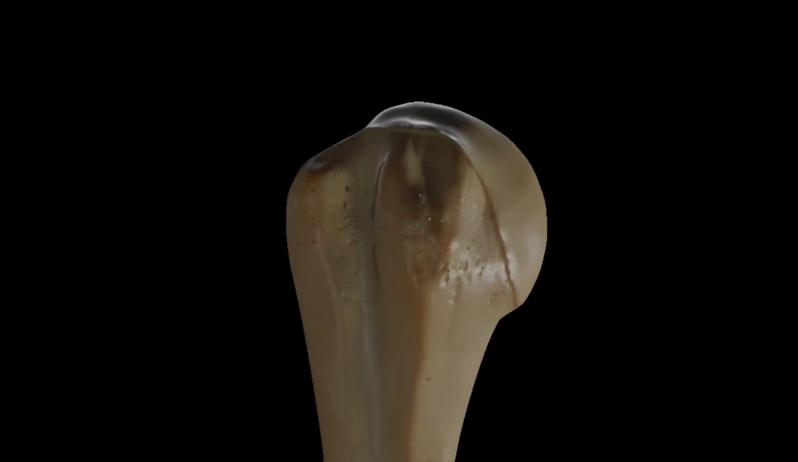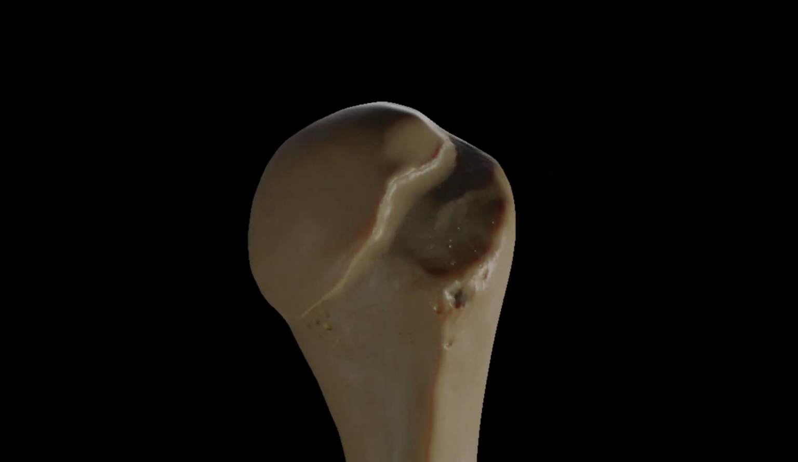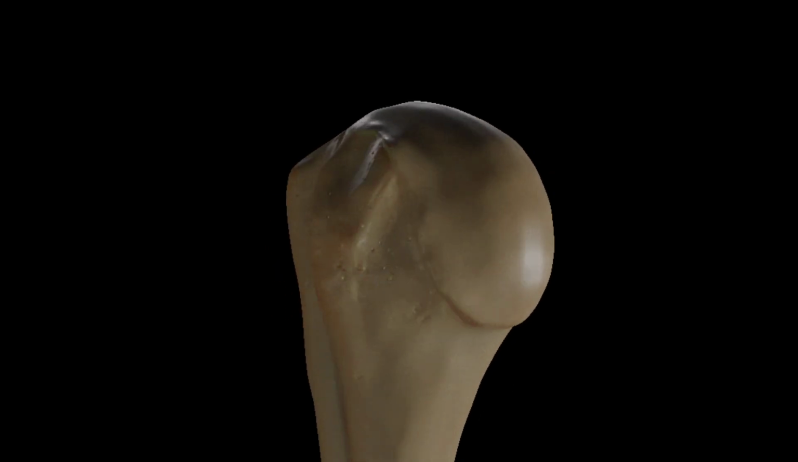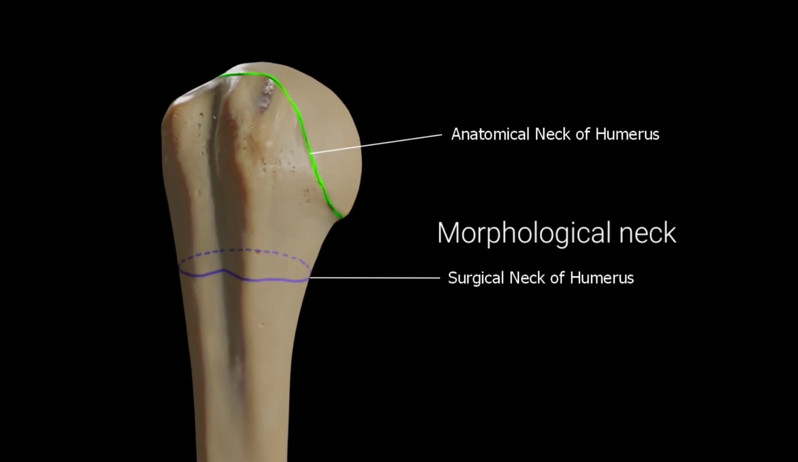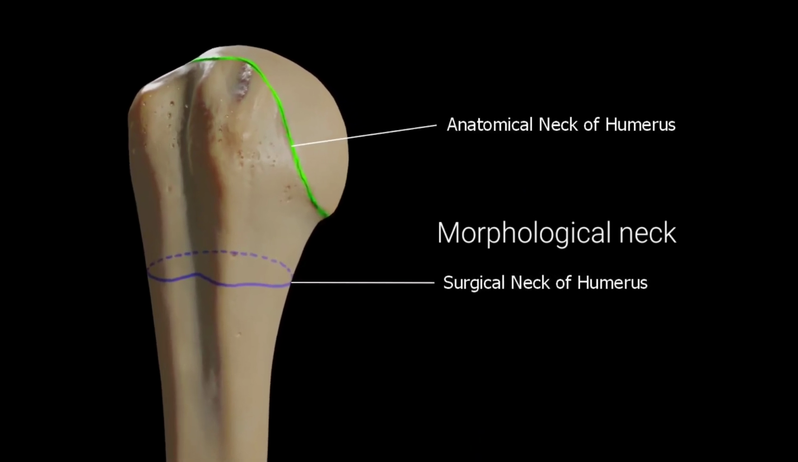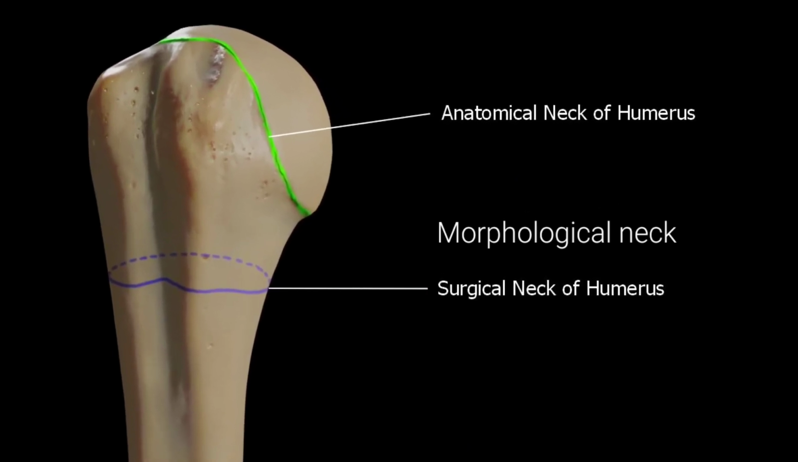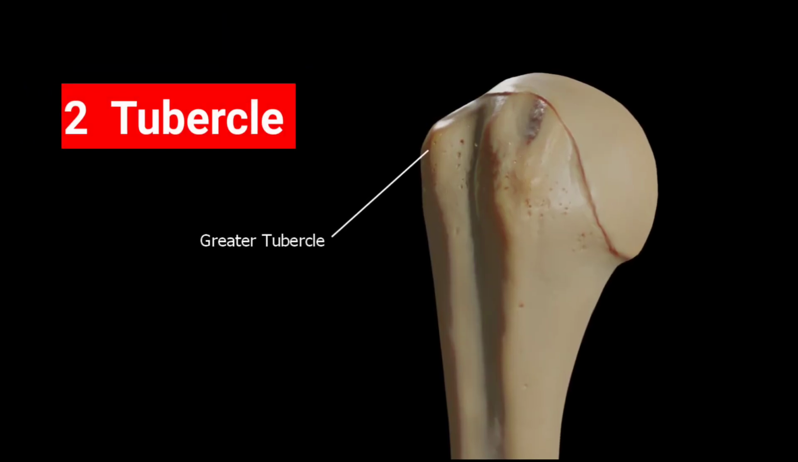This is head of humerus. Head of humerus articulates with the glenoid cavity of scapula and forms shoulder joint. This is neck of humerus: anatomical neck of humerus, morphological and surgical neck of humerus.